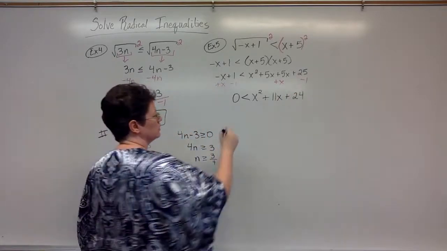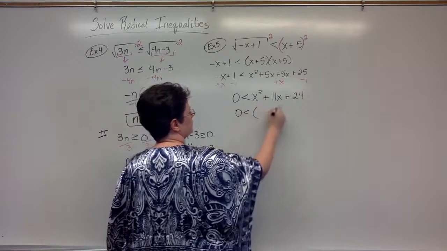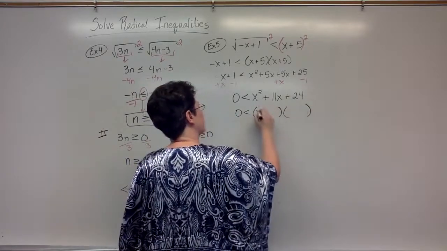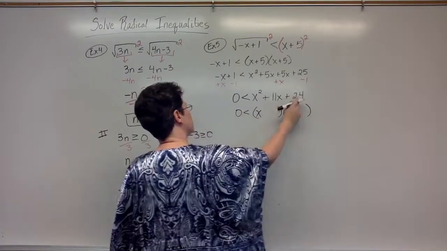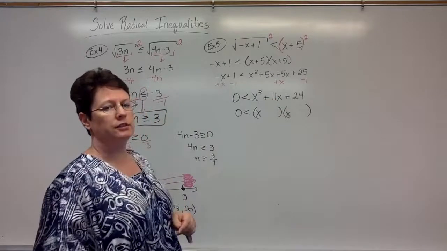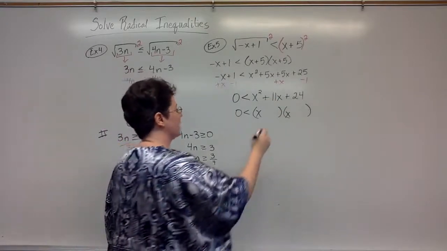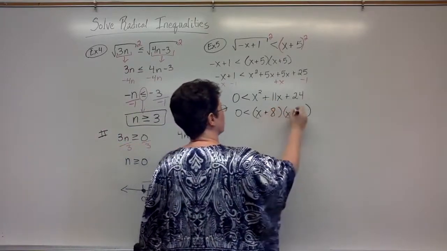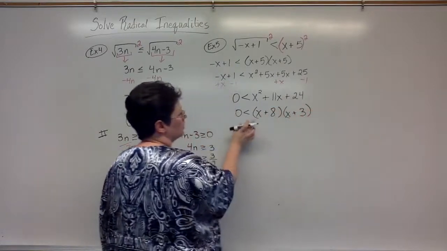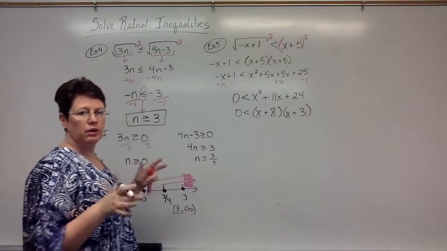Well, that's easy to factor, right? Let's just go ahead and factor it. x is in front. What multiplies to give me 24 and adds to give me 11? 8 and 3.